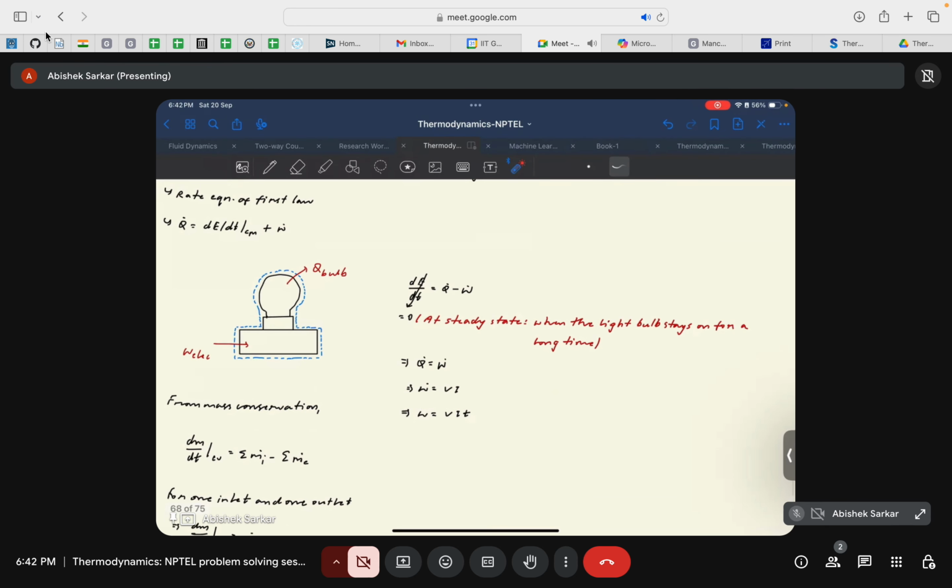Let us take one example for applying this to a thermodynamic system with no flow. No flow basically means there's no evident mass transfer. So consider a bulb.